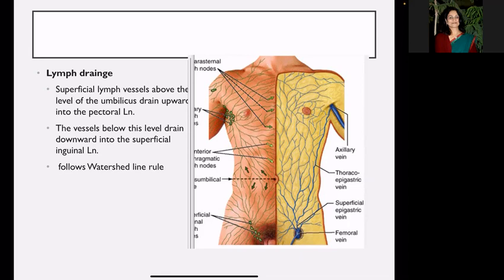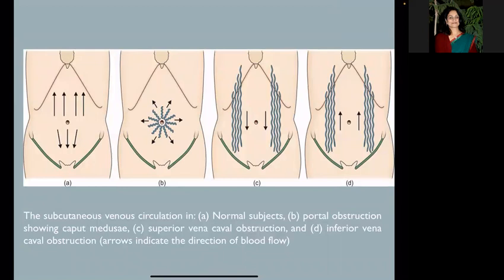So what happens if there is obstruction to the flow of venous circulation? What you see in the normal subjects, the watershed line passes along the umbilicus. The veins which are draining the upper part of abdomen, that is above the umbilicus, drain to the axillary, and below to the femoral.